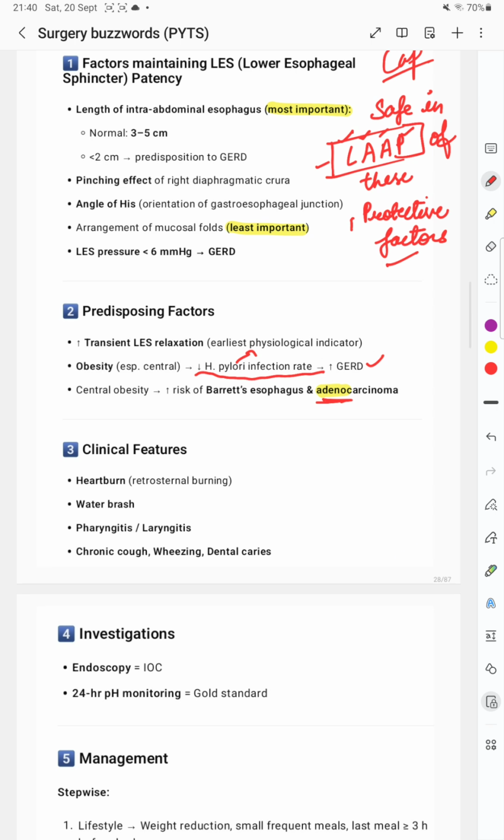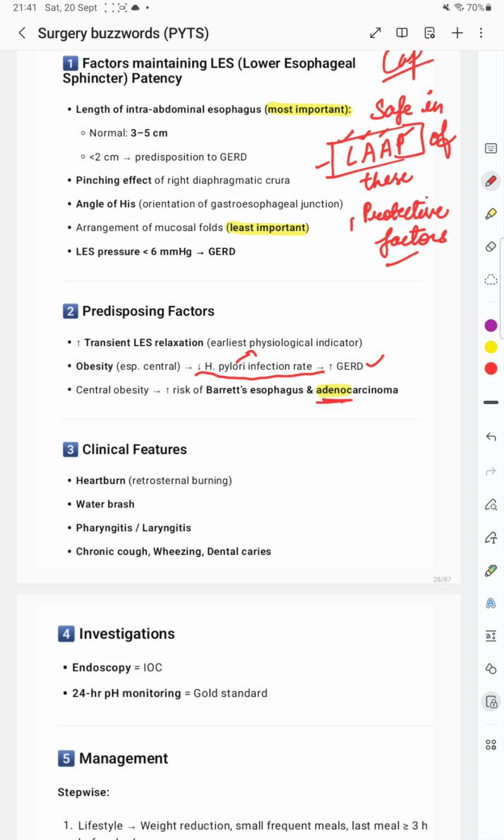Okay, now we'll discuss the various predisposing factors which are responsible for GERD. First is increased transient LES relaxation, which is the earliest physiological indicator. So what is happening here? We know the lower esophageal sphincter, exactly what it is. This is the valve between the esophagus and the stomach.